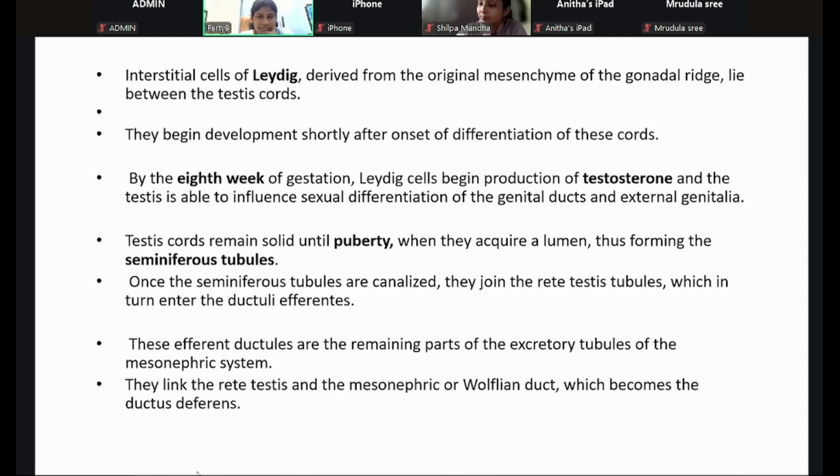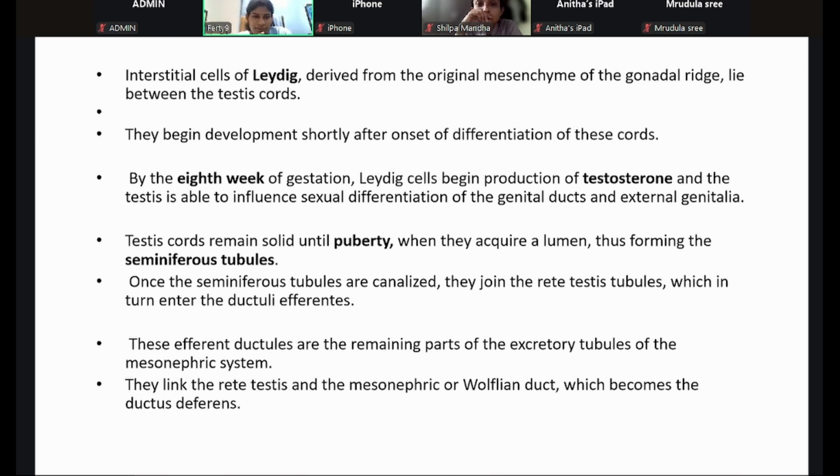So the Sertoli cells are derived from the epithelium, and the interstitial cells of Leydig are derived from the mesenchymal cells of the gonadal ridge. They begin development shortly after the onset of differentiation of these cords. By the 8th week of gestation, the Leydig cells will produce testosterone, which is the reason for the sexual differentiation of the genital ducts and the external genitalia.